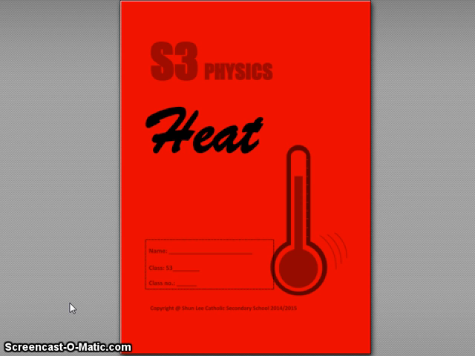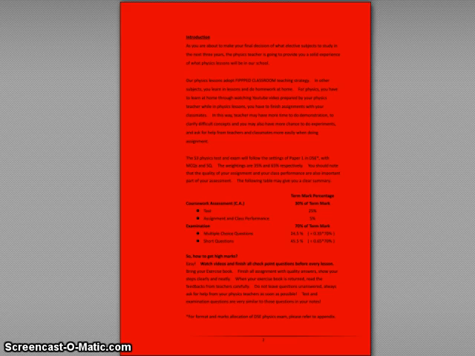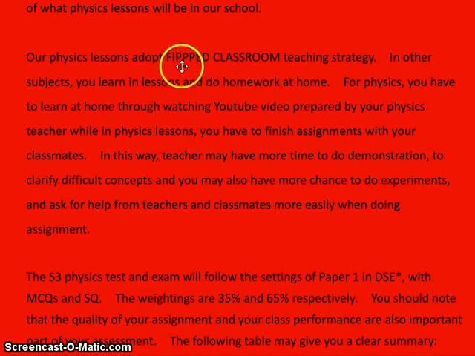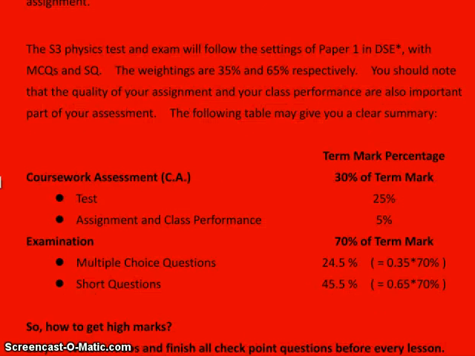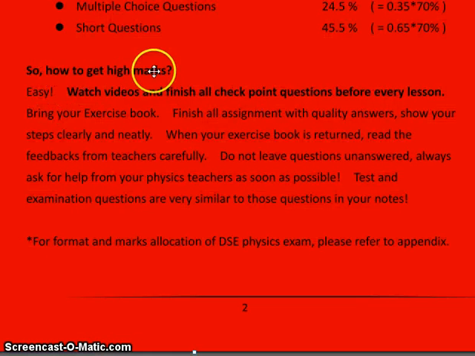This is the set of notes which is specially prepared for you. On the inside cover, it explains what flipped classroom is. It tells you how we calculate the CA marks and examination marks, and the hints for getting high marks. So all you have to do is to watch the video before lesson and then finish every single question in your notes, and always try to ask your teacher or discuss with your classmates to solve all the problems in your notes.